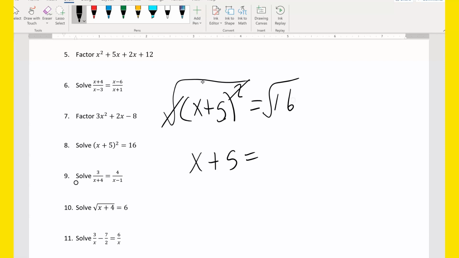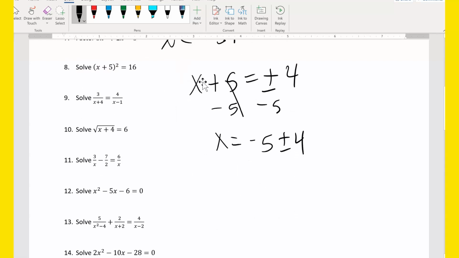Now remember, when you take the square root of both sides, you got to put plus or minus in front of that result. So the square root of 16 is 4, and we got to put plus or minus 4 there. Then I will subtract 5 from both sides. So that gives me x equals, go ahead and write the negative 5 first. So negative 5 plus or minus 4.